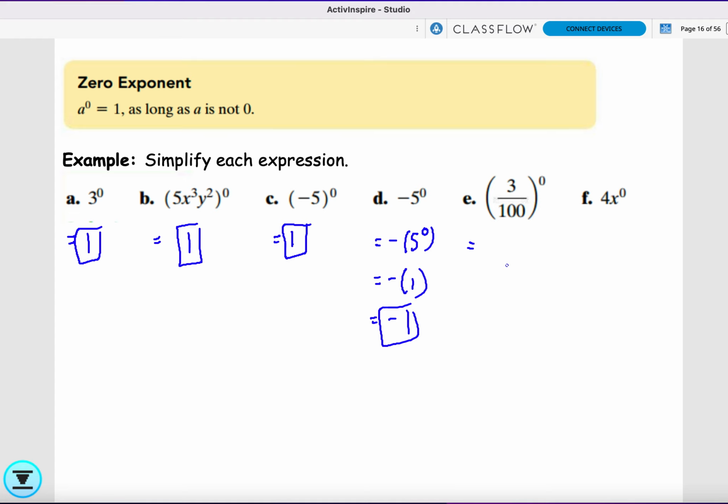A fraction to the 0, so it's just 3 to the 0 over 100 to the 0, which is just 1 over 1, which is just 1. Here is 4x0, so that's going to be 4 times x to the 0, which is just 4 times 1, which is just 4. So now you know the different ways you can get to the 0 power, which one gives you a positive one, which one gives you a negative one. Parentheses matters.